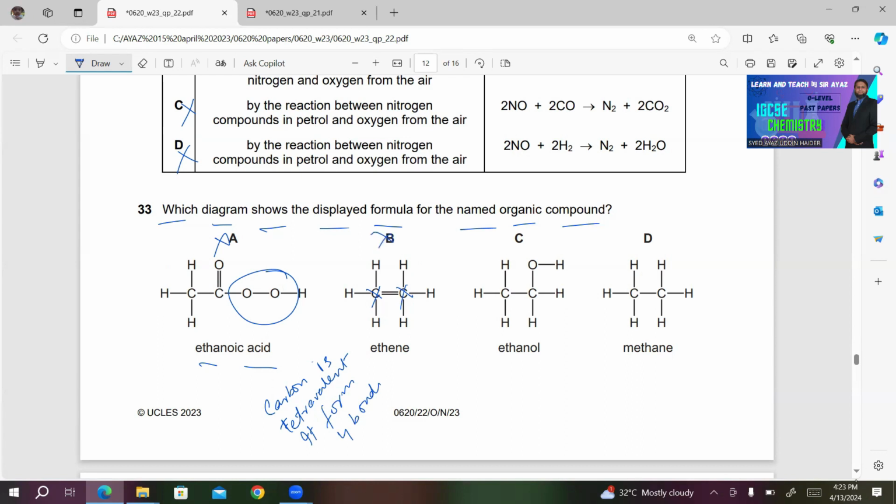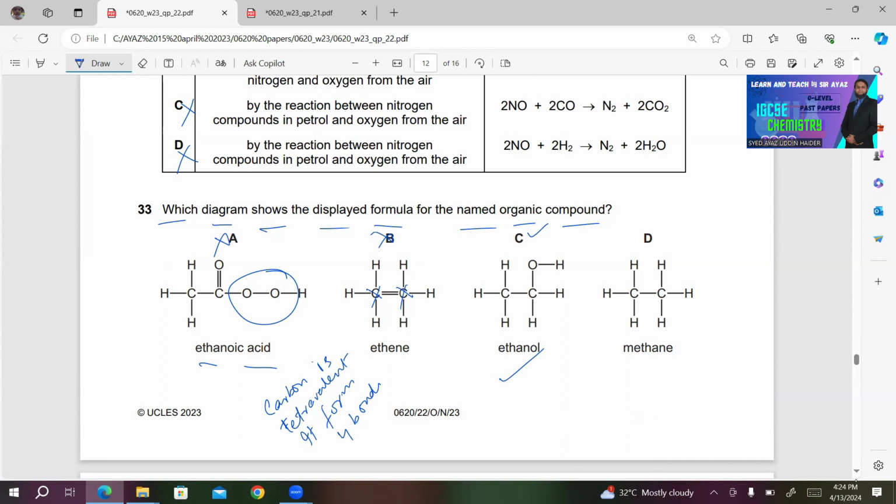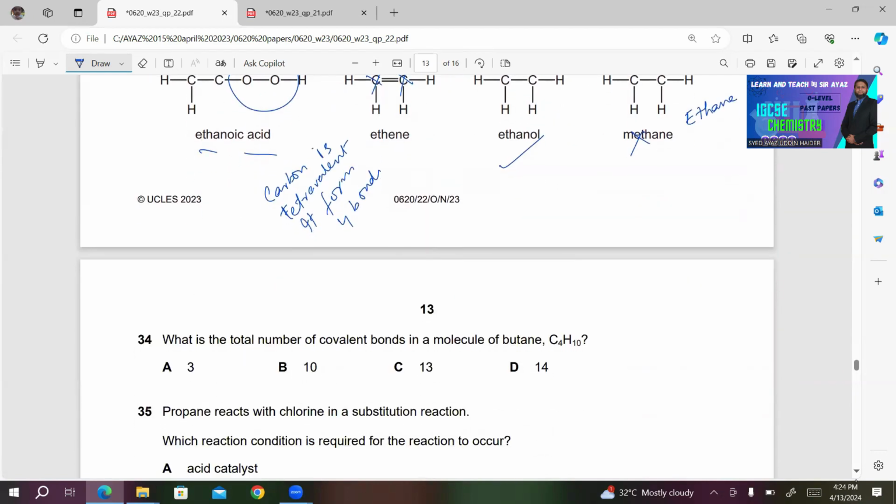C, this is ethanol. This looks correct to me. C must be the right answer. For your convenience, I am reading the last one. Methane, this is also incorrect. The reason is that this is the second member of alkane. Methane is the first member. So this is ethane. C is the right answer for 33.